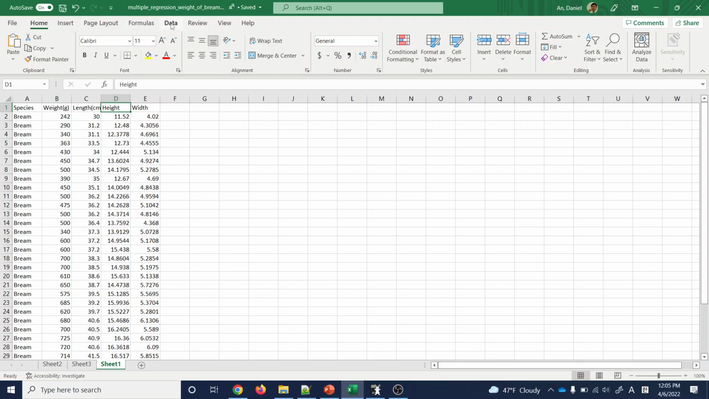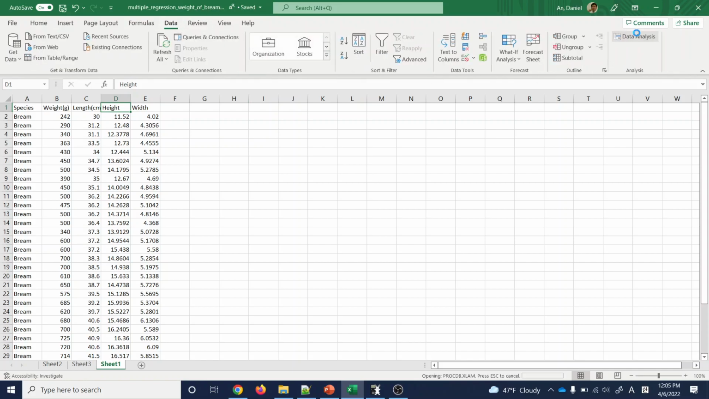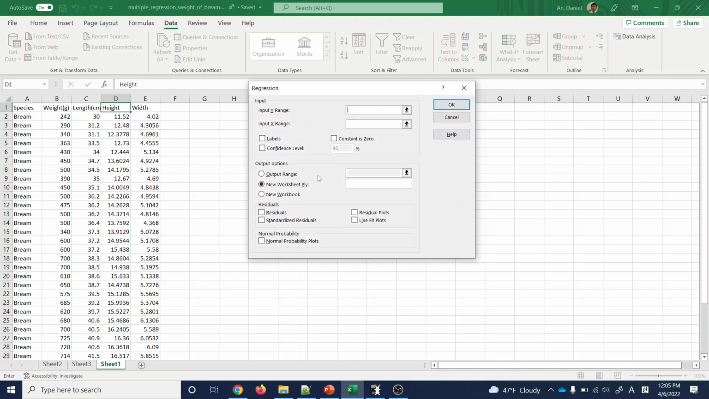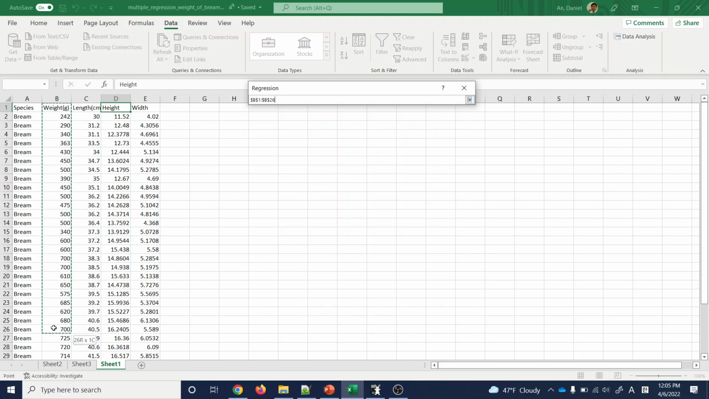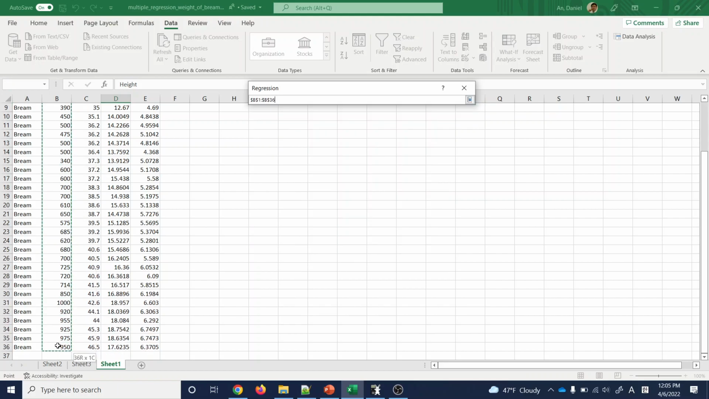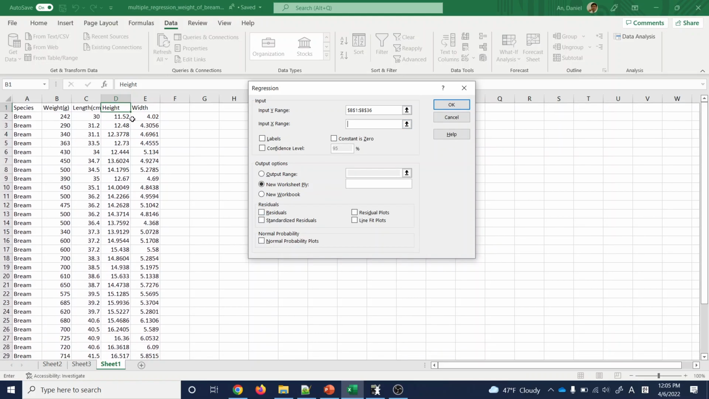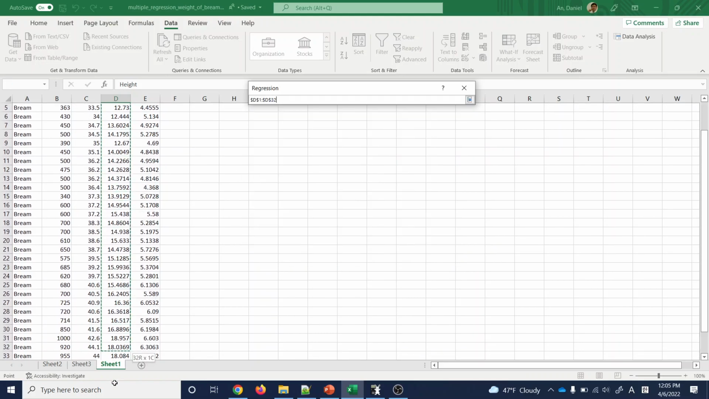So let's go to the data analysis, choose regression. There's a regression, choose regression, okay. And then the input Y range, we're trying to predict this Y value, right? So you have this much, and then for the input X range, we want height, just this only.